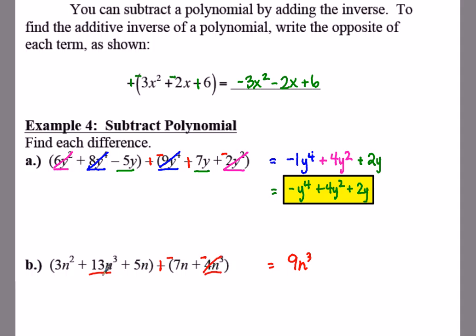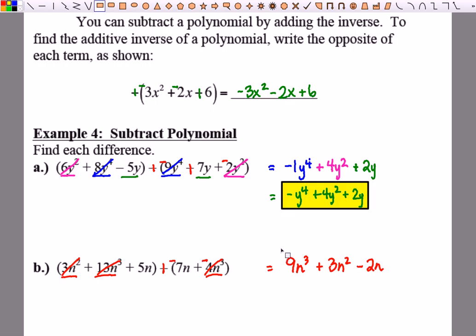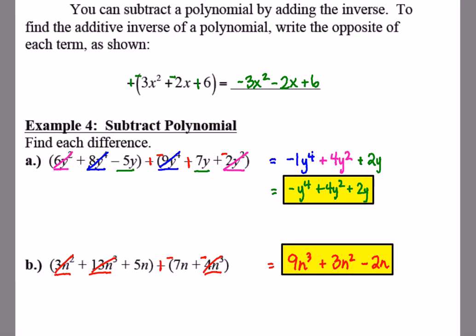Mark those out. N squared, I only have one n squared, so I'm going to rewrite this as a 3n squared. And now I can mark that out. Left over, all I have is a 5n plus a negative 7n, so that gives us a negative 2n. You could also write that as a plus negative 2n if you want, or minus 2n, however you like to write that. That is how you subtract polynomials.